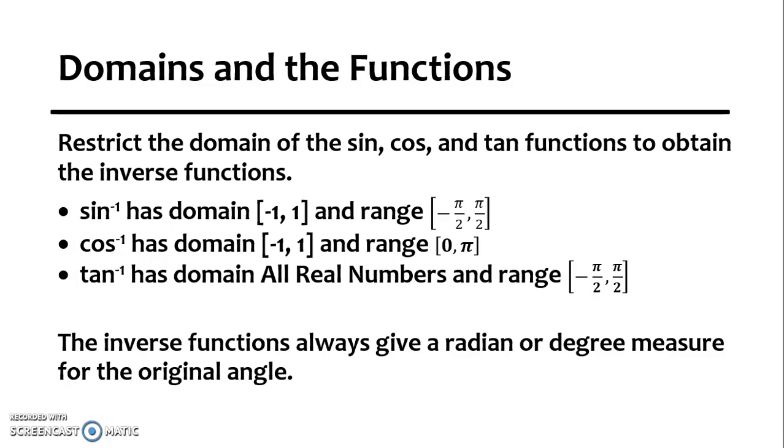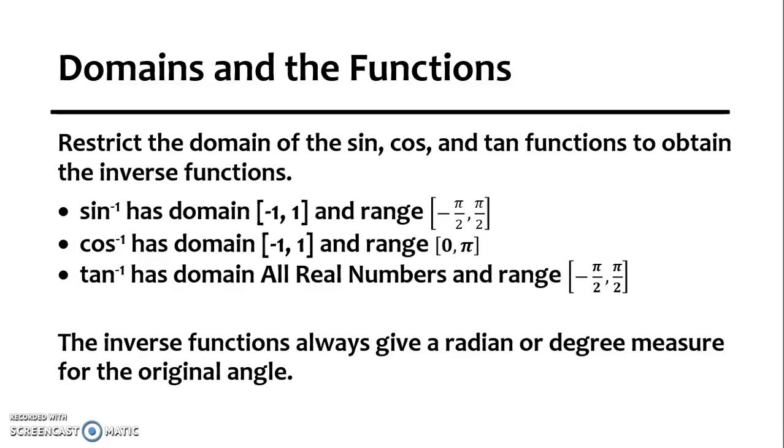Now, cosine inverse has a similar domain, -1 to 1, but remember, the range is the top half of the unit circle, so it's 0 to pi, which is also known as 0 degrees to 180 degrees. Now, tangent inverse has a domain of all real numbers, so that's a little different, and the range is -π/2 to +π/2, which is -90 degrees to +90 degrees. That's the right half of the unit circle again.